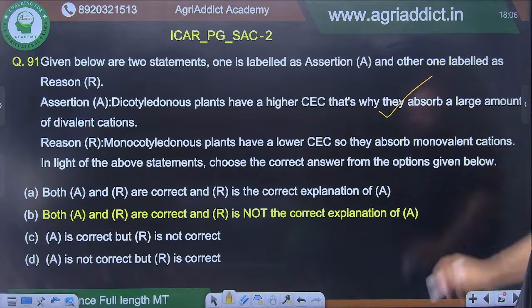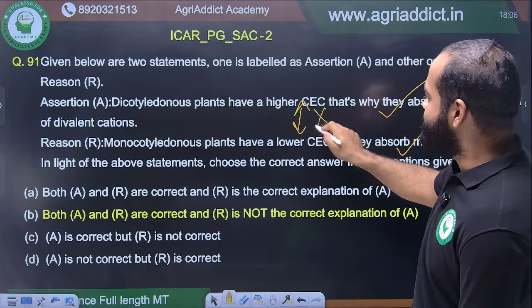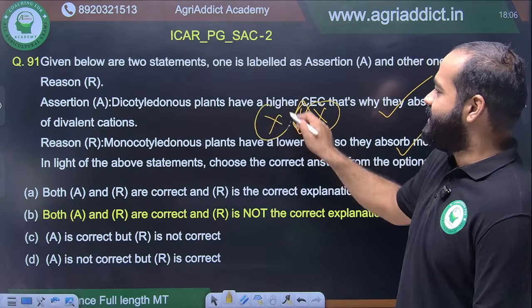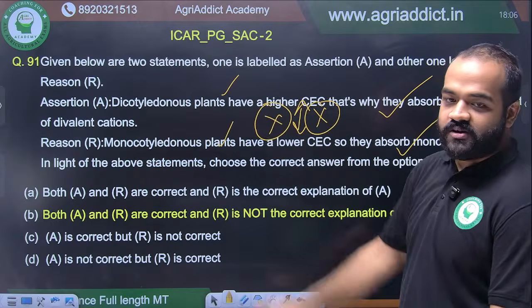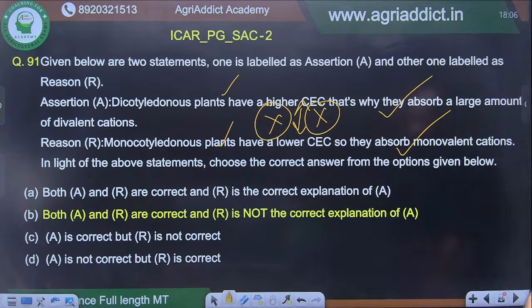Definitely this statement is correct and this statement is correct, but इन दोनों में कोई संबंध नहीं है ना? ये dicotyledonous बोल रहा है, ये monocotyledonous बोल रहा है, तो they do not relate to each other, but both the statements are correct. So option B is the correct answer, right? Moving on.